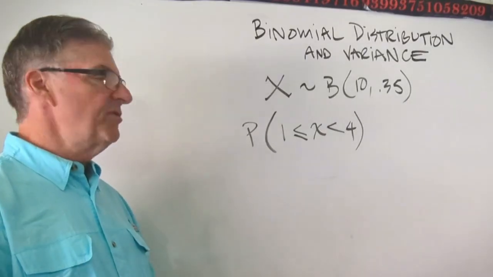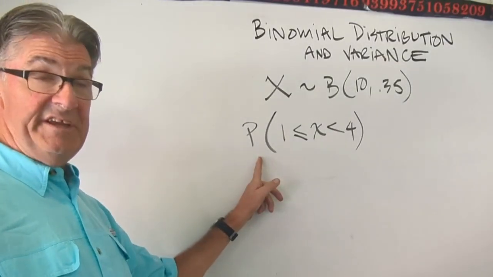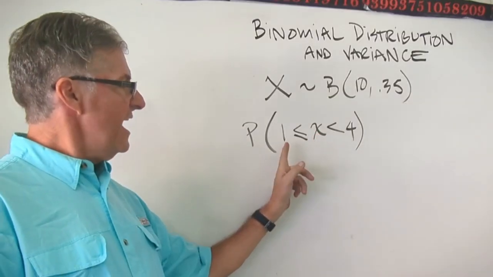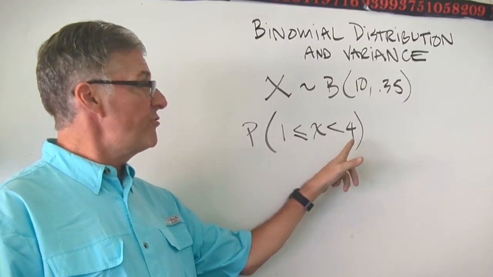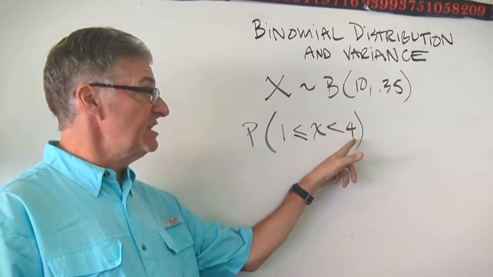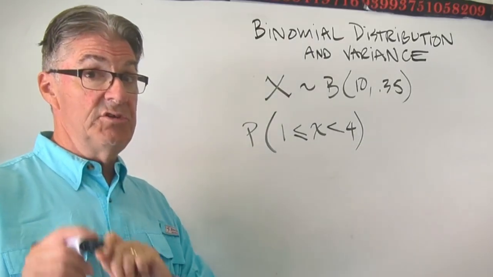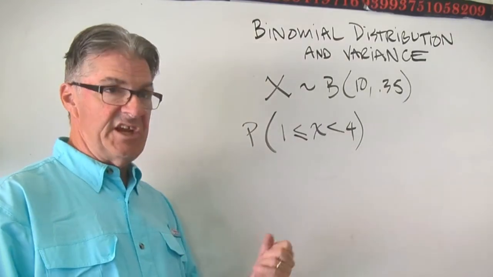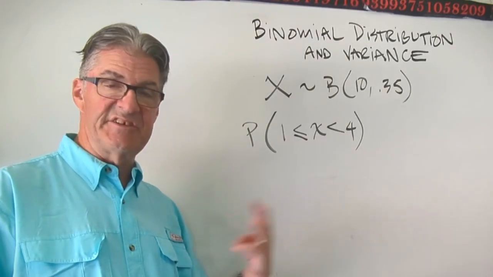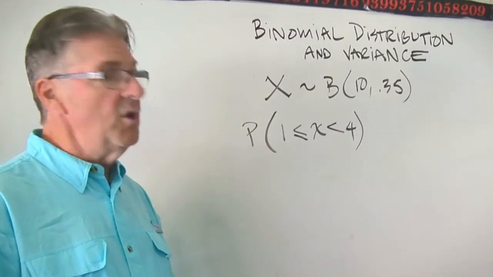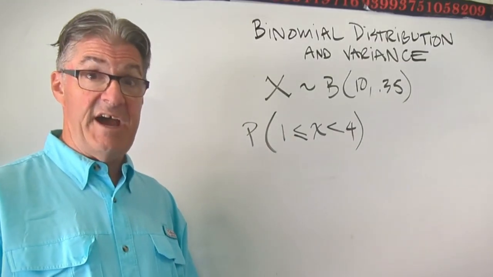Okay, here's another prompt. What is the probability that you're going to get between 1 and 3 successful outcomes? Notice this is less than 4, so it doesn't include 4. So what is the probability that you can get 1, 2, or 3 successes? So go ahead, pause the video, do that calculation, and come back.